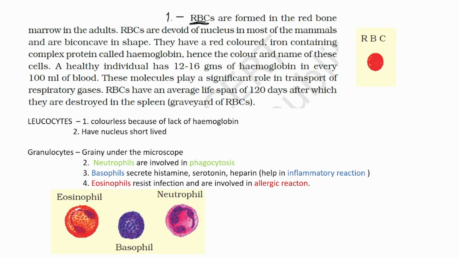Next, they don't have a nucleus, and then it is formed in the bone marrow, and it is disposed of in the spleen, which is the graveyard of RBCs. And next, an important quantity is mentioned, which is the quantity of hemoglobin that is present in blood. So there is 12 to 16 gram of hemoglobin in 100 ml of blood.